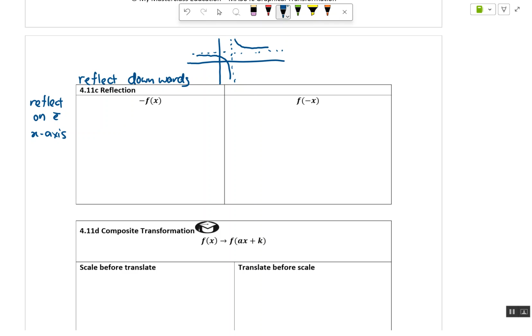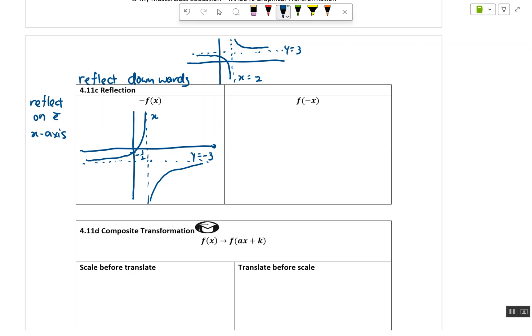Okay, so when you do a reflection, the y asymptote, from y equals 3, will become y equals negative 3. But the x asymptote will not change. Okay, so this will become this way, and this will become this way. So this will become negative half. Y equals negative 3.